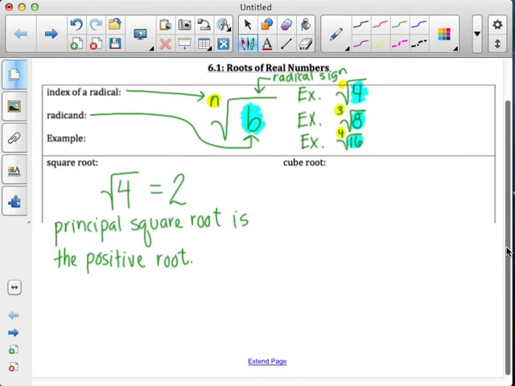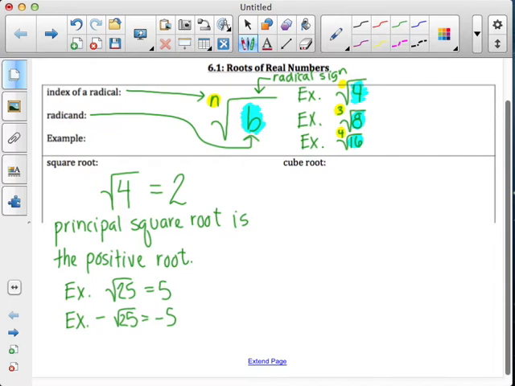Let's say I ask, what's the square root of 25? Well, that's going to be 5. This is the principal square root. Now you know that it's asking for the other root if there's a negative sign in front. So if I have negative square root 25, then they're saying, okay, my answer is negative 5.